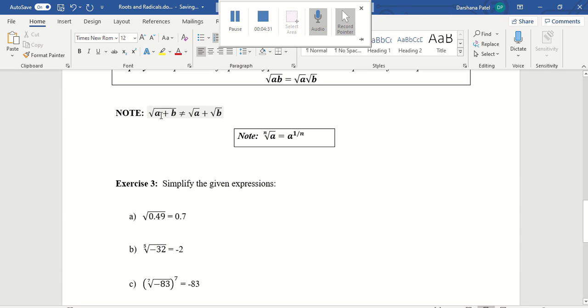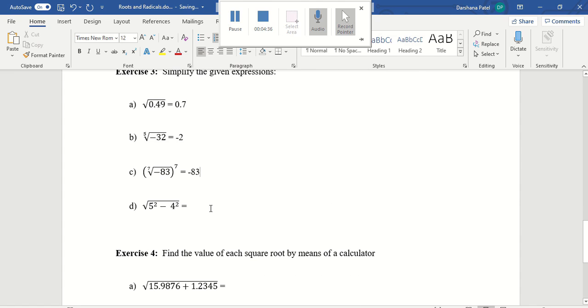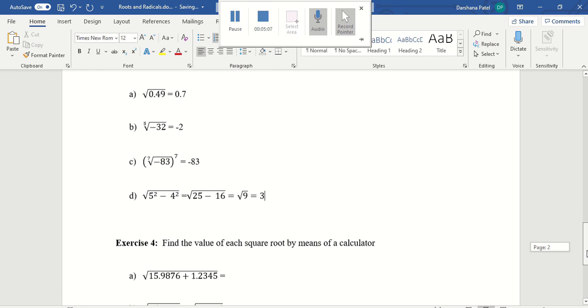If there are two numbers being added or subtracted inside the square root, we cannot separate them. So I cannot say this is the square root of 5 squared, minus the square root of 4 squared. I cannot even cancel the square and square roots. What we can do is say 5 squared simplifies to 25, and 4 squared simplifies to 16, giving us the square root of 25 minus 16, which then simplifies to the square root of 9. So the result for this problem will be 3. Square root of 9, simplifying to 3.